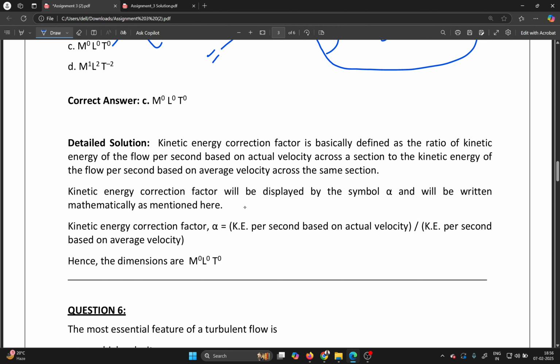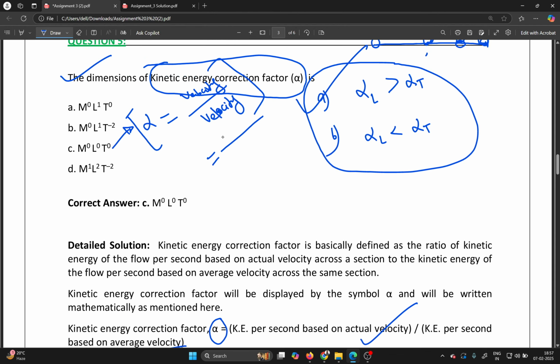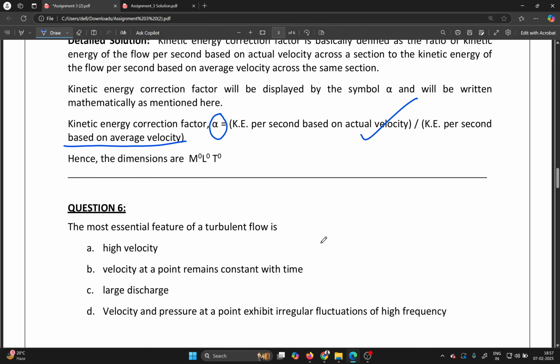So here you can see the kinetic energy correction factor is the kinetic energy per second based on actual velocity, that is the layer-wise velocity, and kinetic energy per second based on the average velocity. Remember please. So here is the actual part, and here is the average velocity. Always remember.